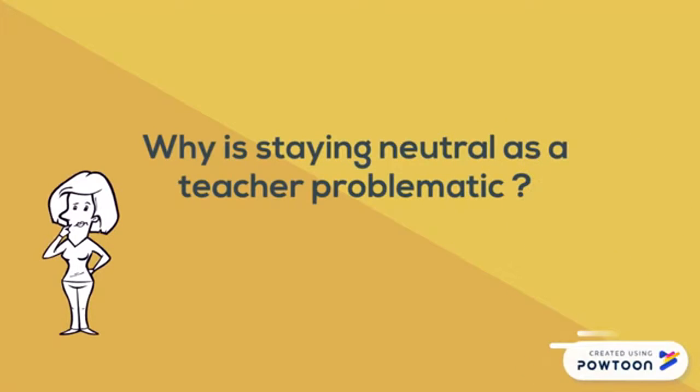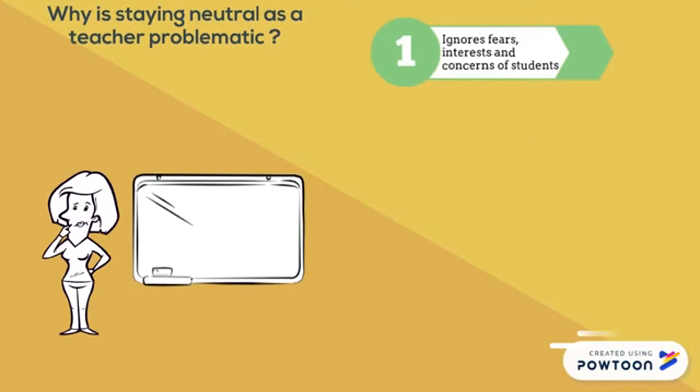Well, there are a few reasons why. First of all, it ignores the fears, interests, and concerns of your students. If your students are concerned or curious about controversial issues such as racism, inequity, climate change, or gun violence, a teacher should not be afraid to discuss these issues out of fear of appearing too political. Education is, at its core, inherently politically driven. Ignoring politics in school, or in our case, remaining neutral on these critical topics, is ignoring a large portion of what creates school as we know it.